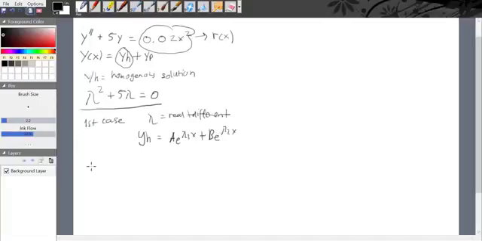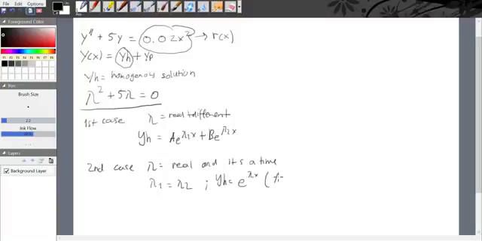The second case is when lambda is real and it's a twin, so lambda 1 equals lambda 2. The homogeneous solution for this case is e to the lambda x times (A plus Bx).